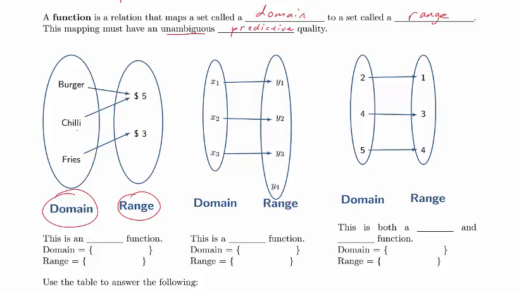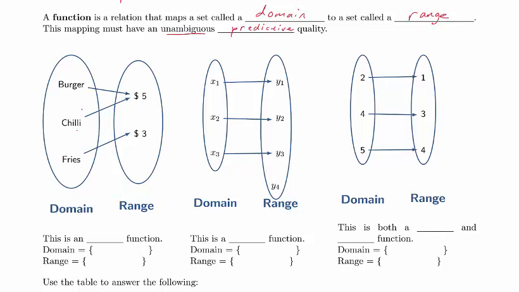Now, what if I said, all right, I spent $3, can you tell me what I bought? Well, yeah, if you spent $3, then obviously you bought fries. Now, what if I said I spent $5? What did I buy? Well, I don't know. You could have bought a burger, or maybe you bought chili. It's ambiguous in that case. So note the predictive quality goes in this direction, but not the other way. All right, so that's what's required. It has to be predictive in this direction right here.